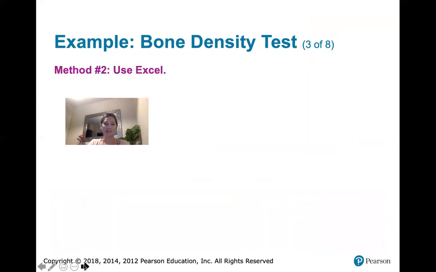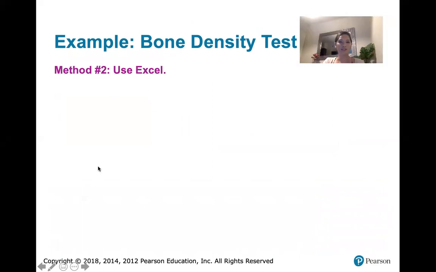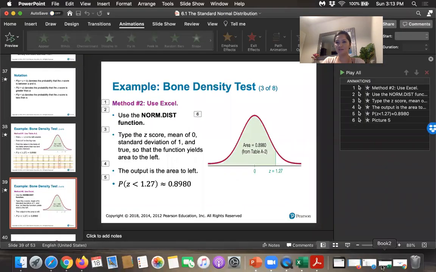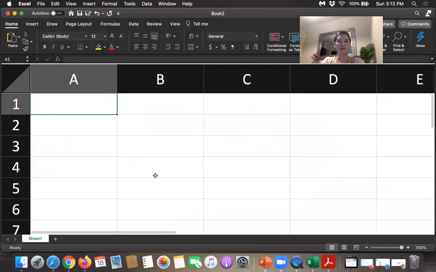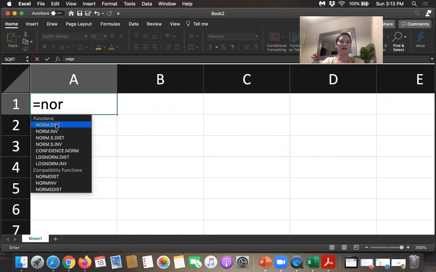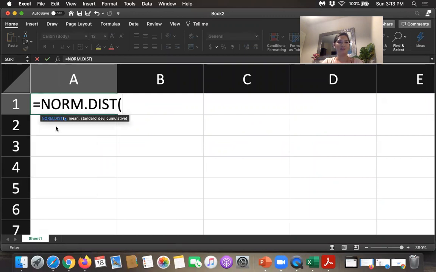Now we can do the same thing in Excel. In order to use Excel to do this, we're going to use a function called norm.dist in Excel, and this is really nice. Now I've zoomed way in so that you can see what I'm typing. Here I just type equals so that Excel will bring up its functions, and then I start to type normal, and then norm.dist for normal distribution pops up.